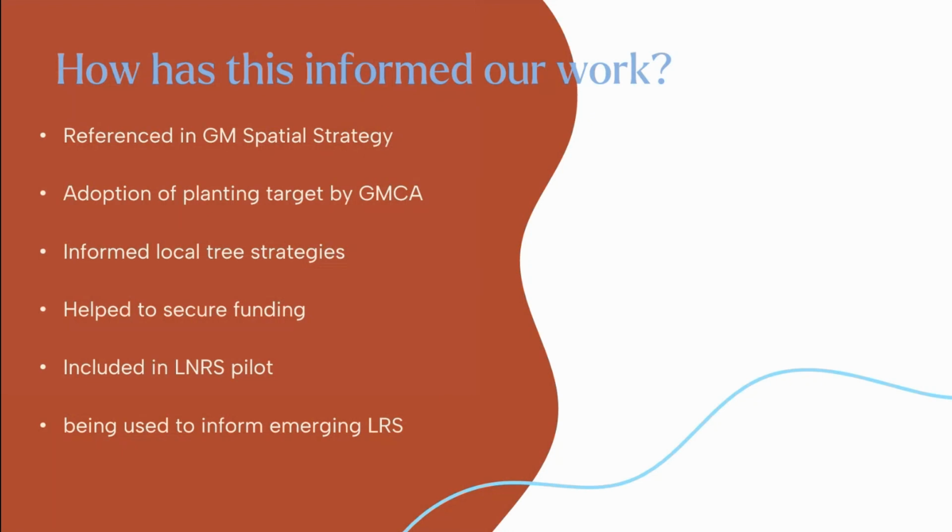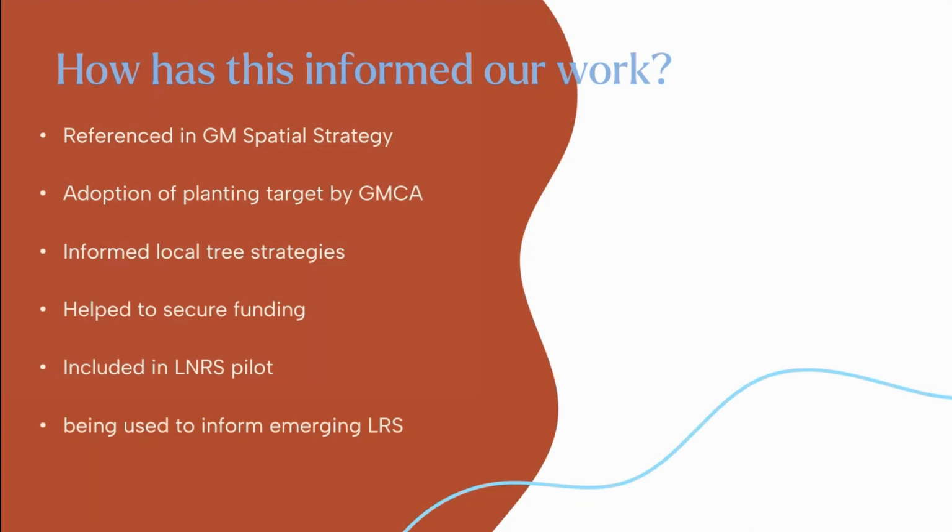In our plan, we didn't talk about a future canopy target. We actually used a numeric tree planting target because we really wanted to stimulate activity and make it a collective action piece. And so we used a target of 3 million trees within a generation. So that was a tree for every resident of Greater Manchester within a generation.